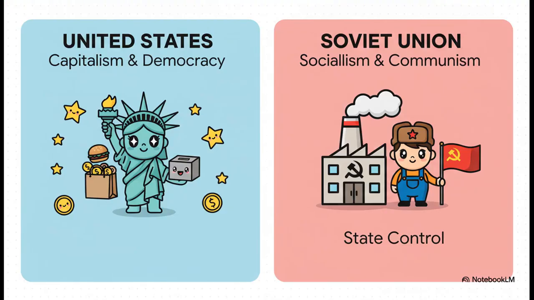Okay, so what was this all about, really? At its core, the Cold War was a massive clash between two totally opposite ways of running a country. You had the United States with its capitalism and democracy, all about individual freedom, private businesses, free markets. And on the other side, you had the Soviet Union with socialism and communism, where the government controlled everything and the collective was more important than the individual. These two systems weren't just different, they were fundamentally completely opposed to each other. They couldn't just get along.